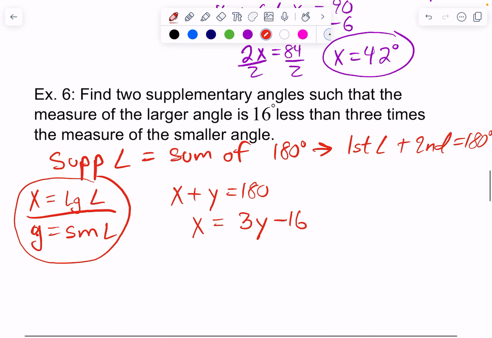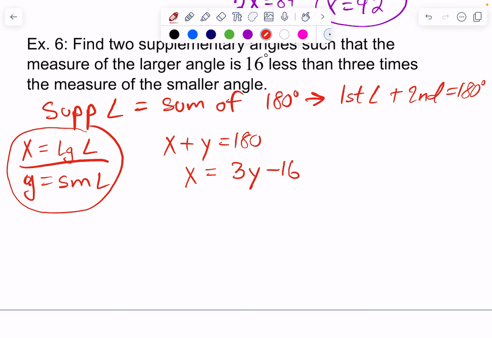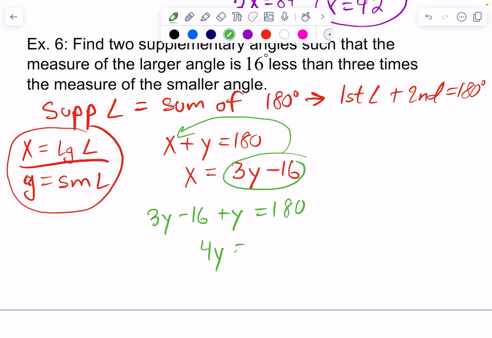And in this case, again, we are pretty much set up for substitution. So I'm going to take the value of X and plug it into the first equation, giving me 3Y minus 16 plus Y equals 180. 4Y equals 196. I added the 16 and combined the like terms. And then I'm going to divide that by 4, giving me 49 degrees. So my small angle is 49 degrees.